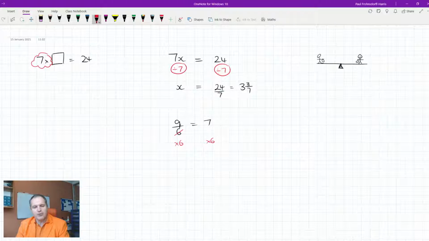But we're going to do it to both sides, because we always think about both people on our balance scale. There's the equals, you see, in the middle. So therefore I've got to do it to both sides. So q is equal to 7 times 6, which is 42.